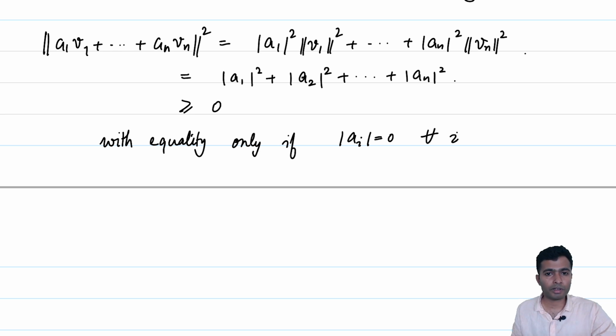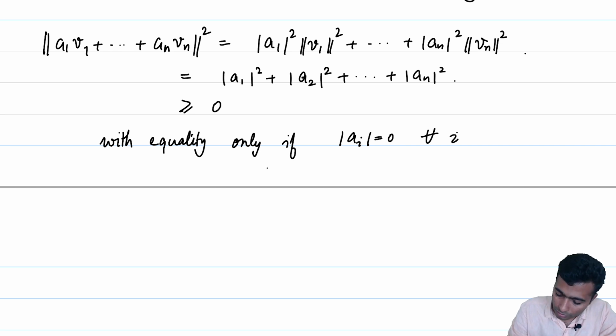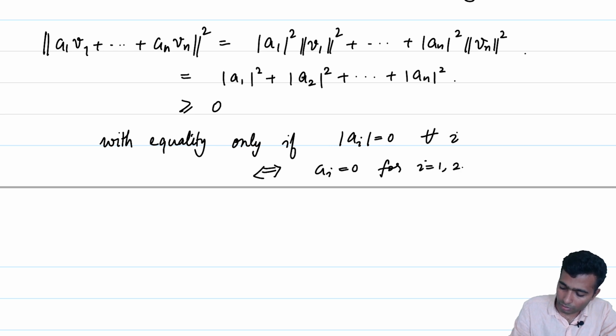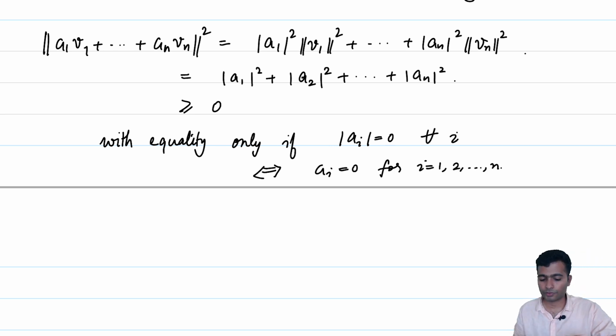But when is the absolute value of a real number or a complex number equal to 0? This happens only if the number itself is 0, only if the scalar itself is 0. So this is if and only if ai is equal to 0 for i equal to 1 to n. And this forces our vectors v1, v2 up to vn to be linearly independent.